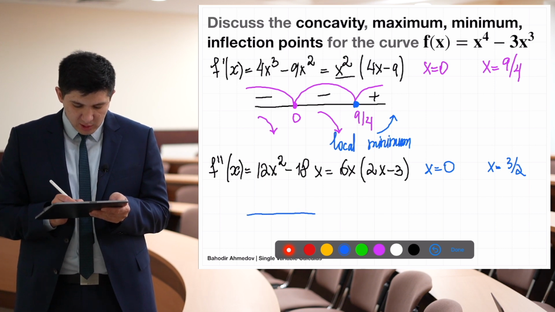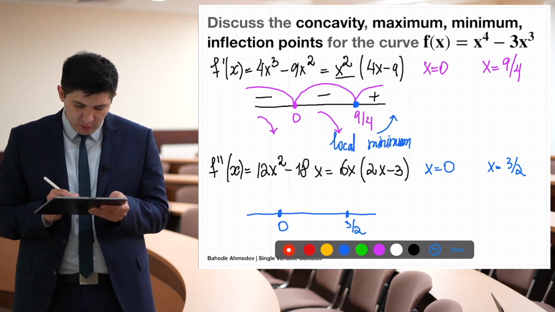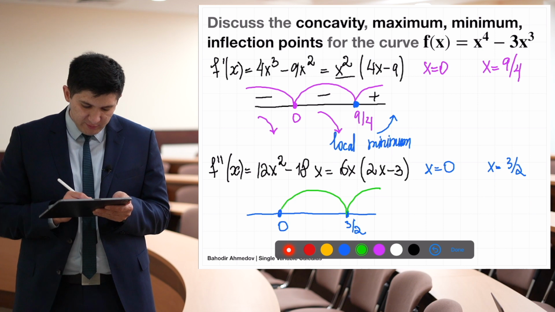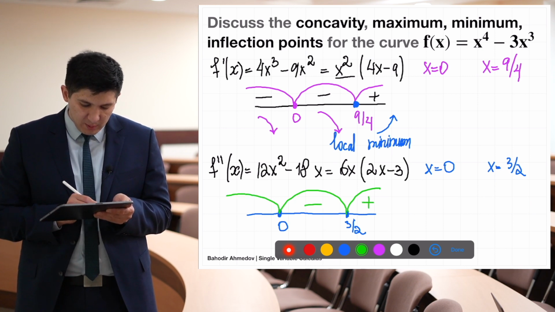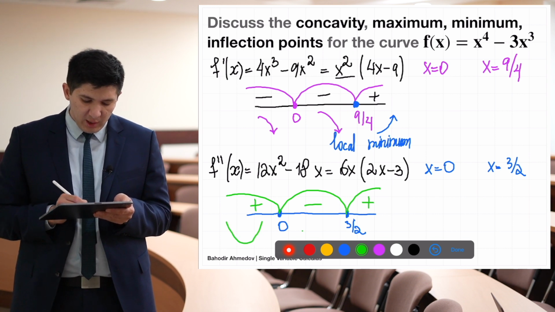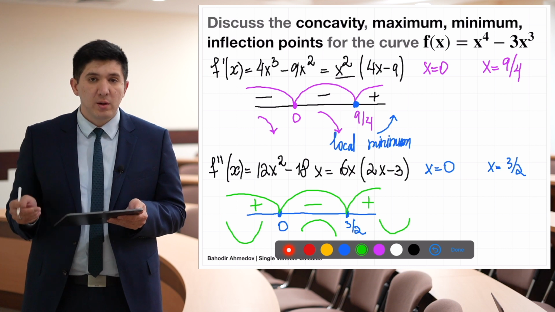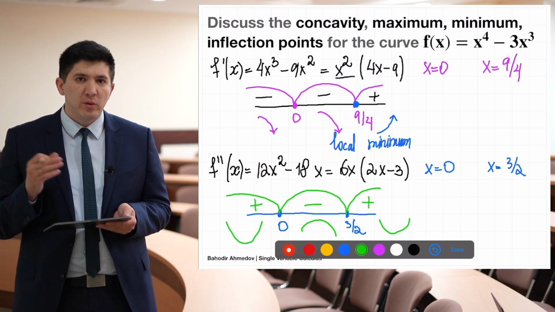So I'm going to put this 2. So I'm going to put this point 0 and this point 3/2 to here. And then I can identify the signs. So it is going to be plus here, minus here, and plus here. It means that the curve is concave up here, then down here, then up here again. So now we know the inflection points, we know the concavity.